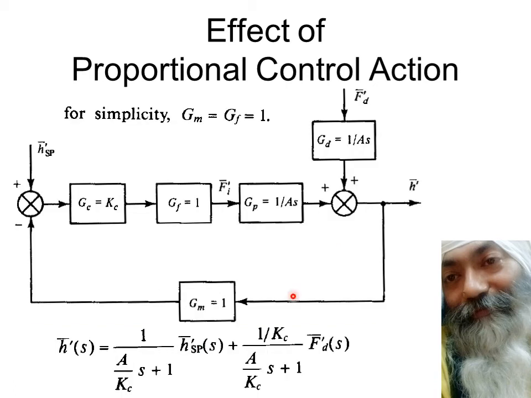So as you see, we have gone in for again Gm and Df equal to 1. And once you go in for this, what do we get? That this change in the height of this tank is given by this change in the set point multiplied by Gc multiplied by Gf, which anyway is 1, multiplied by Gp, which is 1 upon As, and then we have this Gm also equal to 1. So ultimately this closed loop response will yield this term into H dash P.